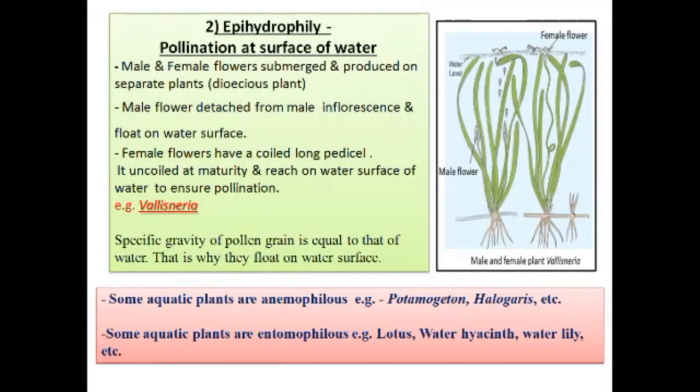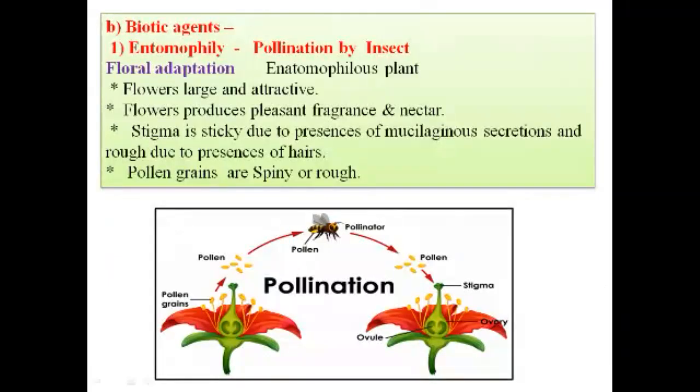In some aquatic plants, pollination by wind takes place, or pollination by insects also occurs in aquatic plants. Then some biotic agents. The first one is entomophily. Entomophily means pollination by insects. Insects like butterflies, honeybees, or other kinds of insects are involved in the pollination process.